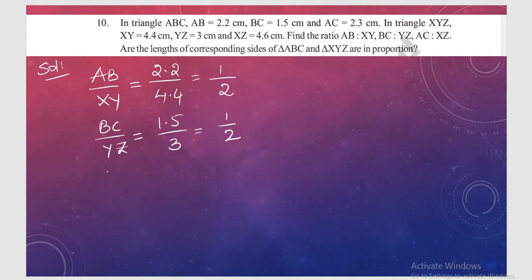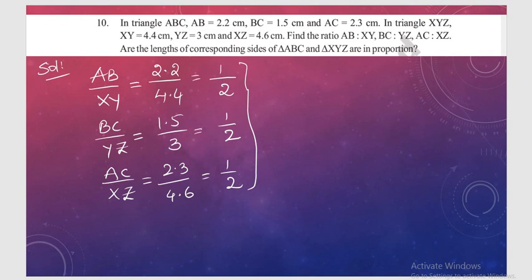The same way AC is to XZ is nothing but AC by XZ. AC is 2.3 and XZ is 4.6. If you double 2.3, then it becomes 4.6. Again, what we got? 1 by 2. So if you observe all these ratios, we got the same thing now, right? So AB by XY is equal to 1 by 2, BC by YZ is equal to 1 by 2, AC by XZ is equal to 1 by 2, right?